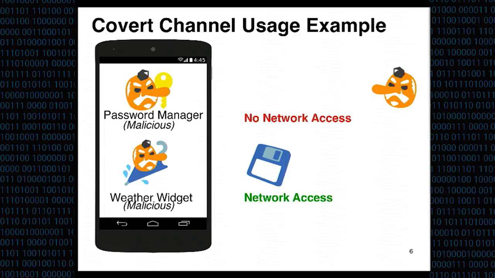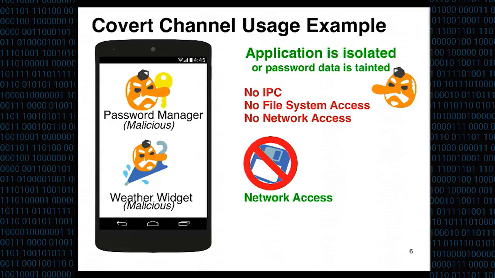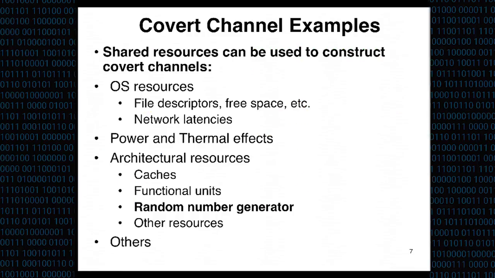Now let's assume that there is no network access, no IPC, no file system access, so applications are completely isolated, or password data is tainted and you track where this data can go. In that case, is it secure? None of these legal ways of transferring passwords outside of the password manager are allowed. And that's where covert channels come in and allow you to still communicate this password, this secret information, from one malicious process to another, without anybody knowing, without the operating system knowing, without the user noticing. That's where covert channels come in.